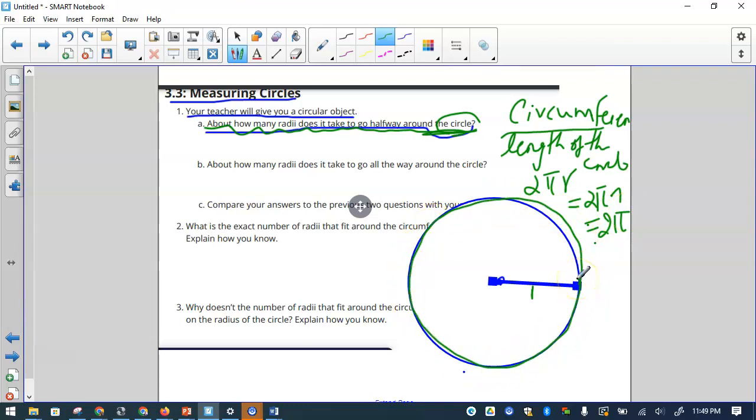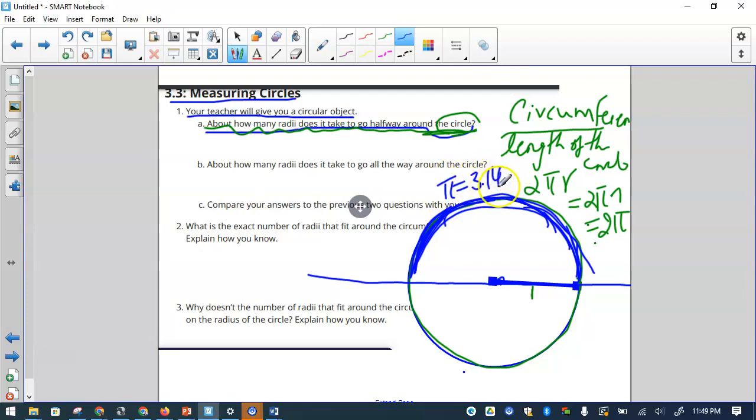So if I want to go only halfway down, so how many of them should halfway? So halfway will be just pi, because all around is 2 pi, so this is pi, which is 3.14. How many radii does it take to go all around? And that is, we saw, 2 pi.